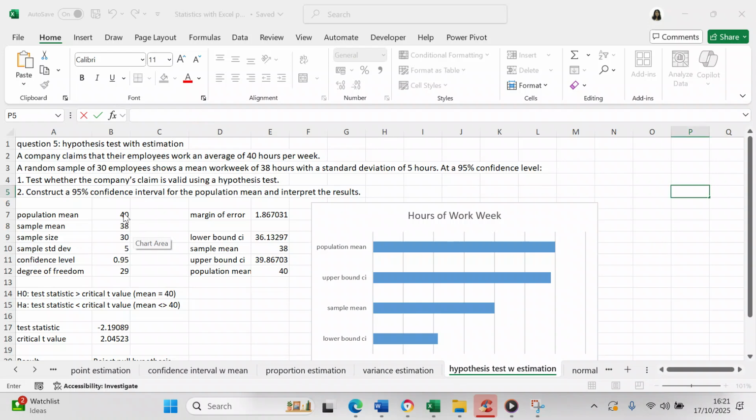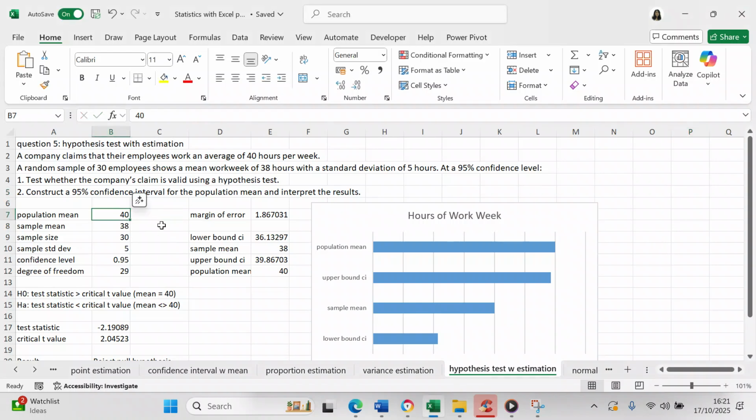So your population mean is 40, and your sample mean is 38. So you know already that your sample mean is less than 40. Your sample size is 30. Sample standard deviation is 5. Confidence level is 95%, and the degree of freedom is 29, because that's the sample size minus 1.